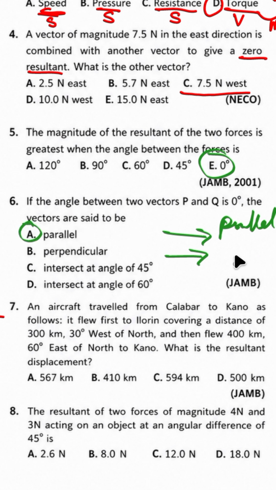Perpendicular is when the angle between them is 90 degrees, like when the two of them are the opposite and adjacent sides of a right angle triangle. This one is for perpendicular forces. The angle is 90 degrees.